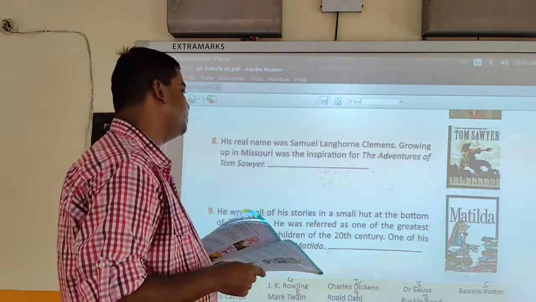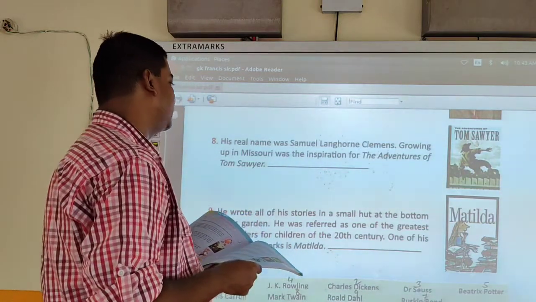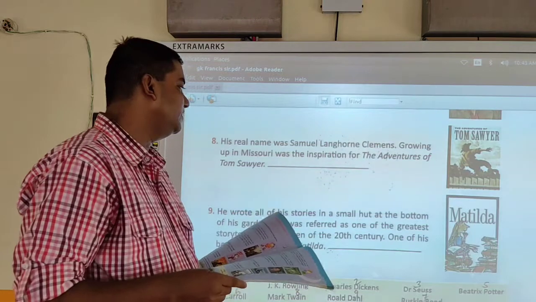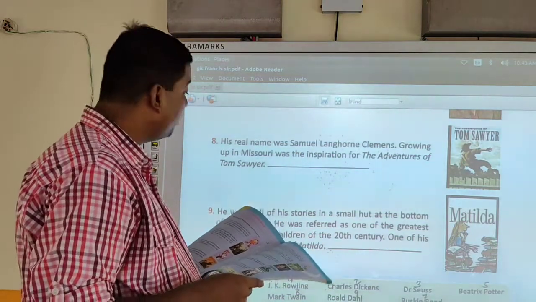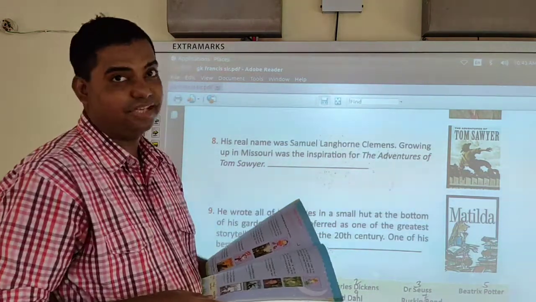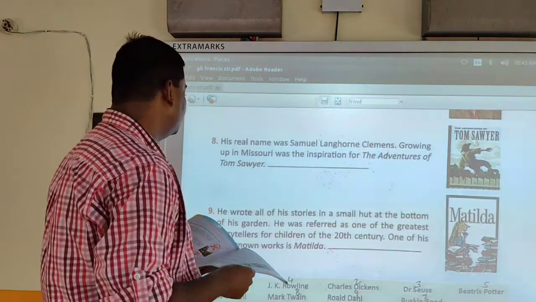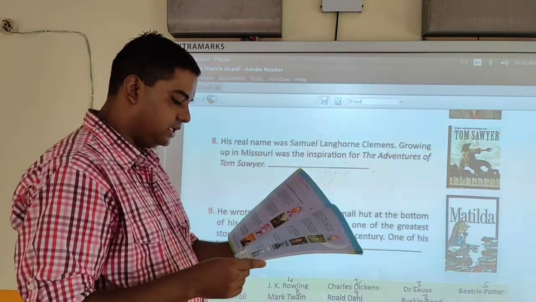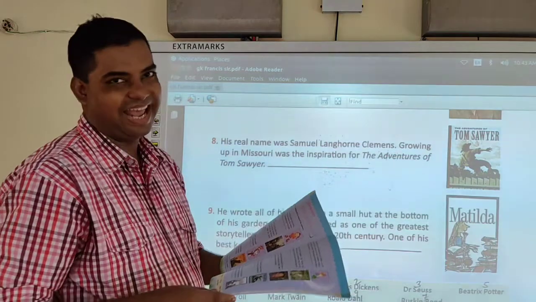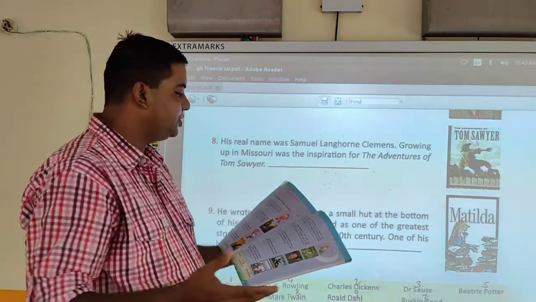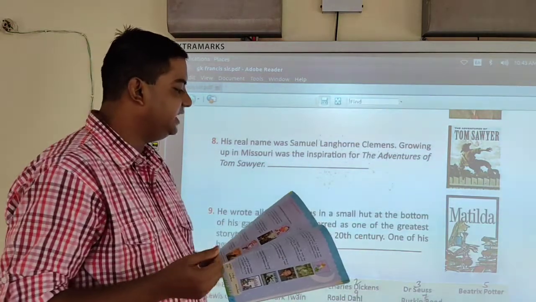He wrote all of his stories in a small hut at the bottom of his garden. He was referred to as one of the greatest storytellers for children of the 20th century. One of his best known works is Matilda. So let's see the answer for question number 9. It is Roald Dahl.